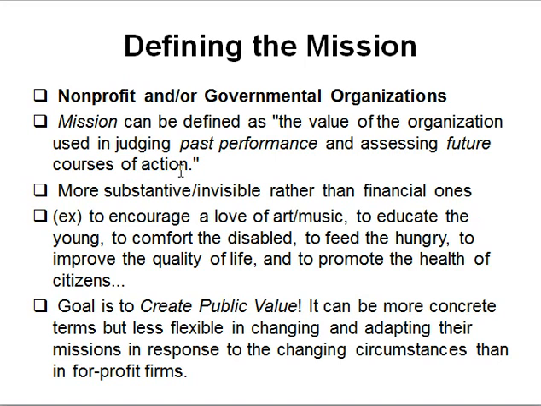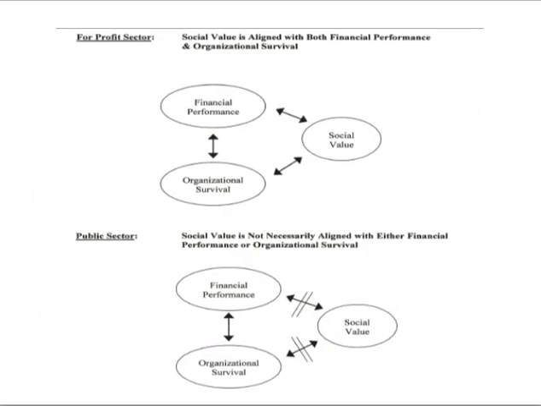Again, it can be a more concrete term, but these organizations are less flexible in changing and adapting their mission in response to changing circumstances compared to for-profit firms. So again, as Moore argued, there are different relationships between social value, financial performance, and organizational survival across the sectors. The first figure is about the for-profit sector's framework. In the for-profit sector, the three concepts of value maximization, financial performance, and organizational survival are all closely aligned.